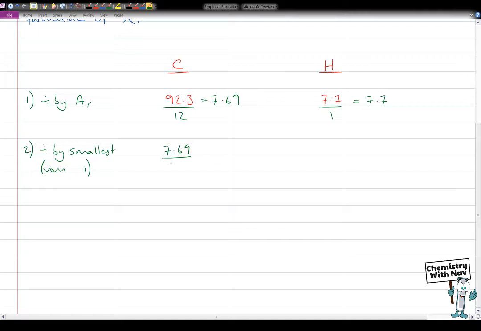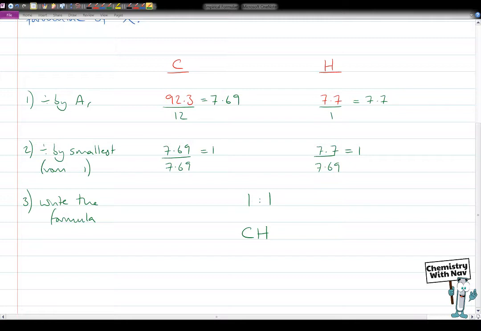So let's just go through this in full. The 7.69 over 7.69 is going to equal 1. The 7.7 over 7.69 is also going to basically equal 1. And because we're looking for a whole number ratio, we are not going to worry about the fact that that should be 1.00 something. The third thing I need to do is actually write the formula. So this is a one-to-one ratio, so that means that it is CH as the empirical formula.